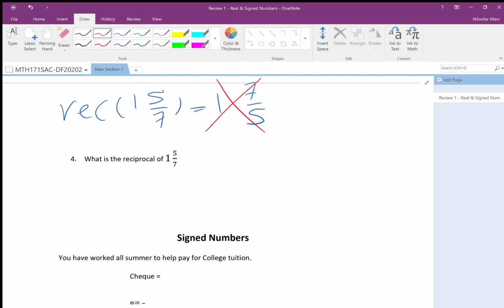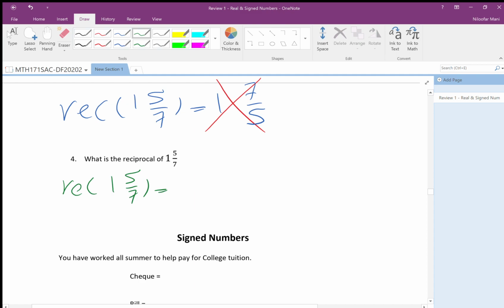I have to treat this as a fraction. Of course, this is not a good question here because we didn't teach you fractions, but here I can say, and then we can talk about fractions later. I know it doesn't make any sense, but remember, I have to calculate the reciprocal of 1 5 over 7.